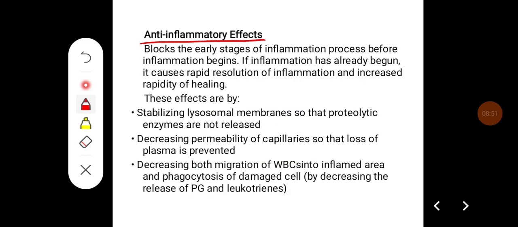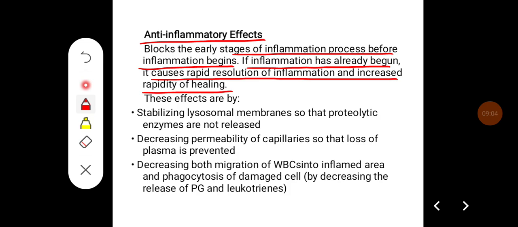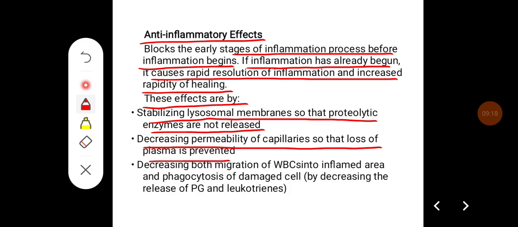Its anti-inflammatory effects. It blocks the early stages of the inflammation process before inflammation begins. If the inflammation has already begun, it causes rapid resolution of inflammation and increased rapidity of healing. These are some of the effects. It stabilizes the lysosomal membranes so that proteolytic enzymes are not released. It decreases the permeability of capillaries so that loss of plasma is prevented.